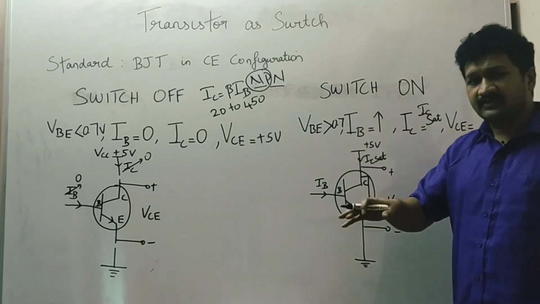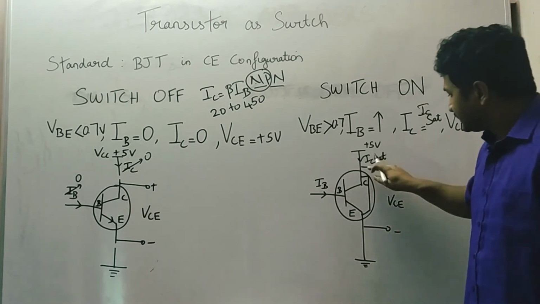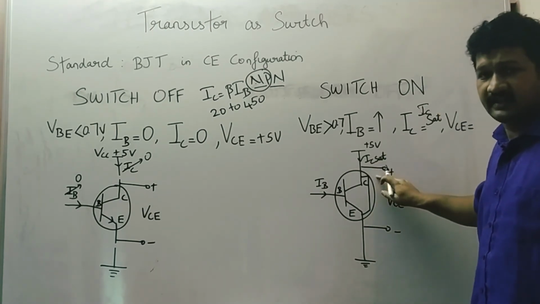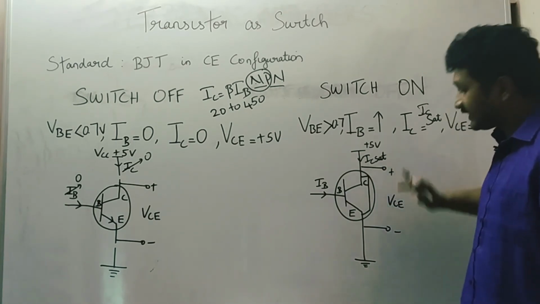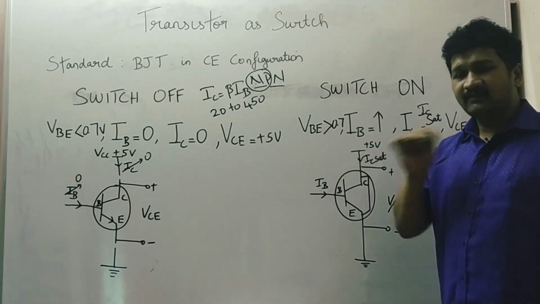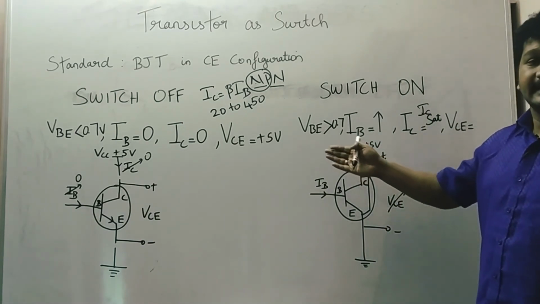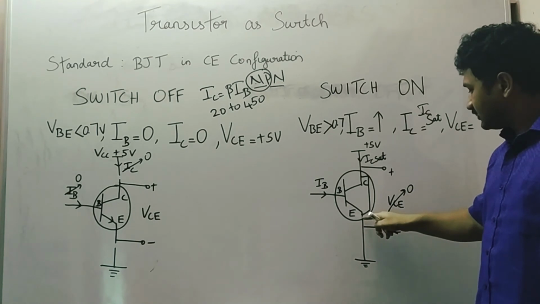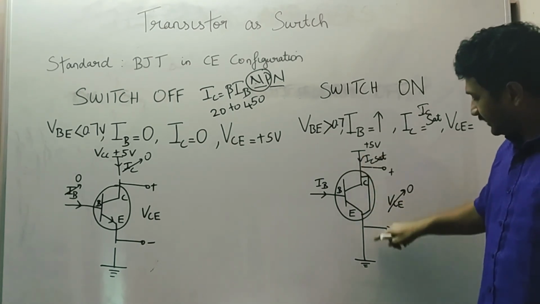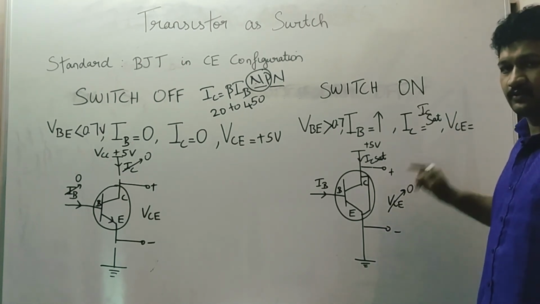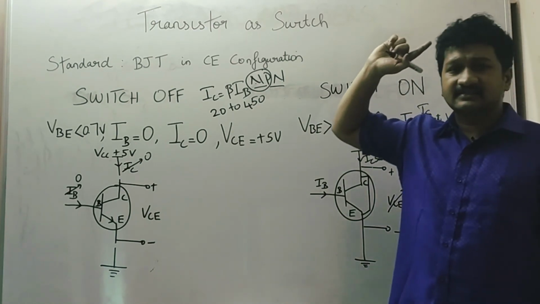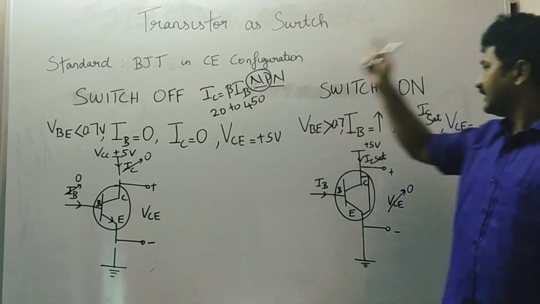Because of this, if you see VCE, since this line is closed and these two terminals are closed, if you measure the voltage across the collector and emitter terminals, it will be 0. How will it be 0? In other terms, closing these terminals means short circuiting, plus and minus. So VCE will be 0. In this way, the transistor acts as a switch in off condition and on condition.